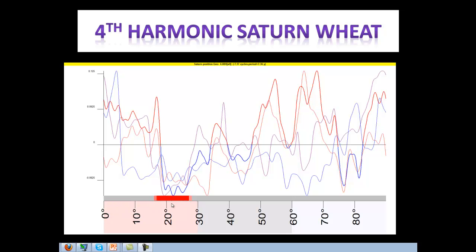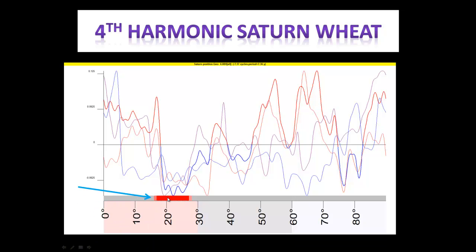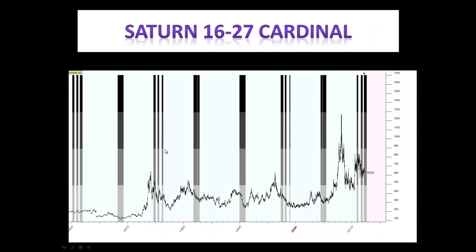Now see how there's only 90 degrees down here? This is the fourth harmonic, so it's a quarter of the cycle and it overlaps that. This first part here is the cardinal area, this part here is a fixed area, and the last part is the mutable area. That particular zone is between 16 and 27 cardinal, where it's at its hottest point. What I've done here is plot Saturn between 16 and 27 cardinal onto wheat, so you can see what that cycle is showing you.